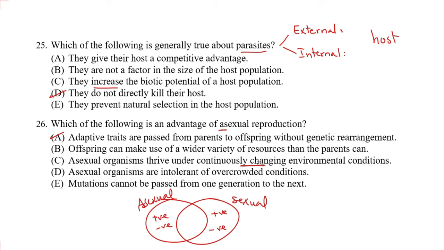Number D, asexual organisms are intolerant of overcrowded conditions. It doesn't matter if they are existing inside a free area or wide area or overcrowded conditions. Number E, mutations cannot be passed from one generation to the next. Scientifically wrong, because mutation can be inherited through generations once they exist inside the sexual cells or gametes.